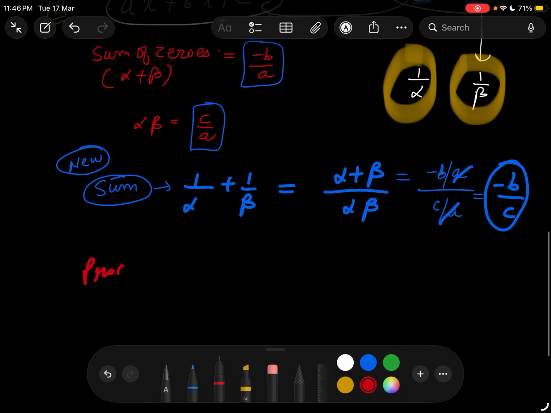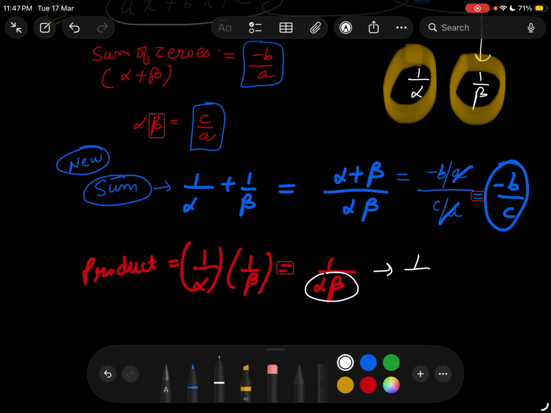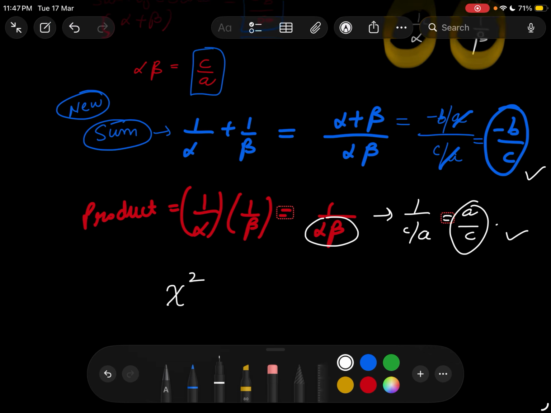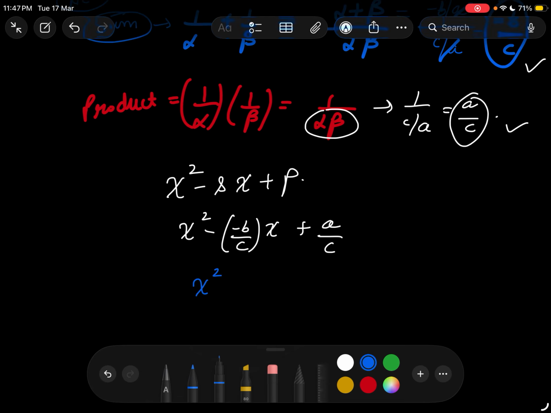Then if I have to calculate the product, it is 1 by alpha multiplied by 1 by beta, which is 1 by alpha beta. And instead of alpha beta, I can just write 1 upon c by a, which is a by c. So I have the sum, I have the product. I just have to write the general form x square minus sum x plus product. Sum is minus b by c, product is a by c. So we write x square plus bx by c plus a by c.